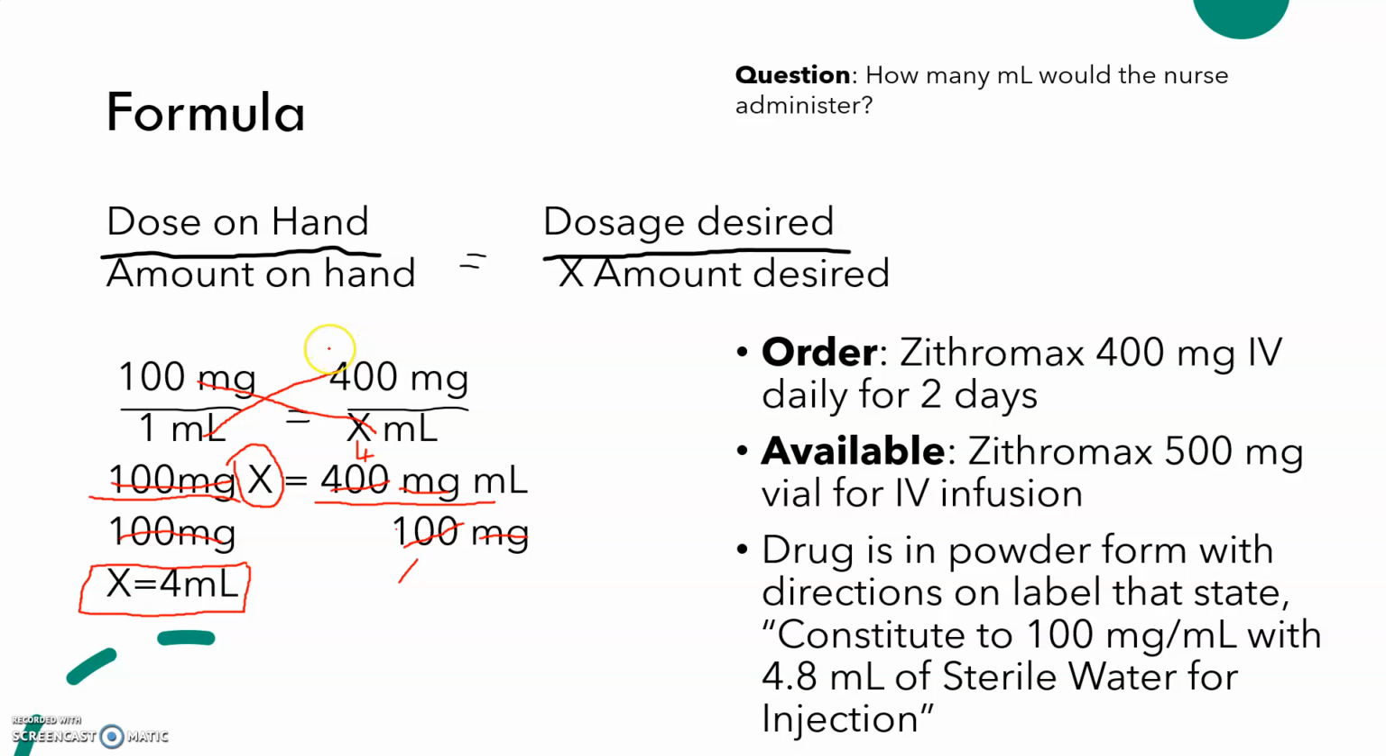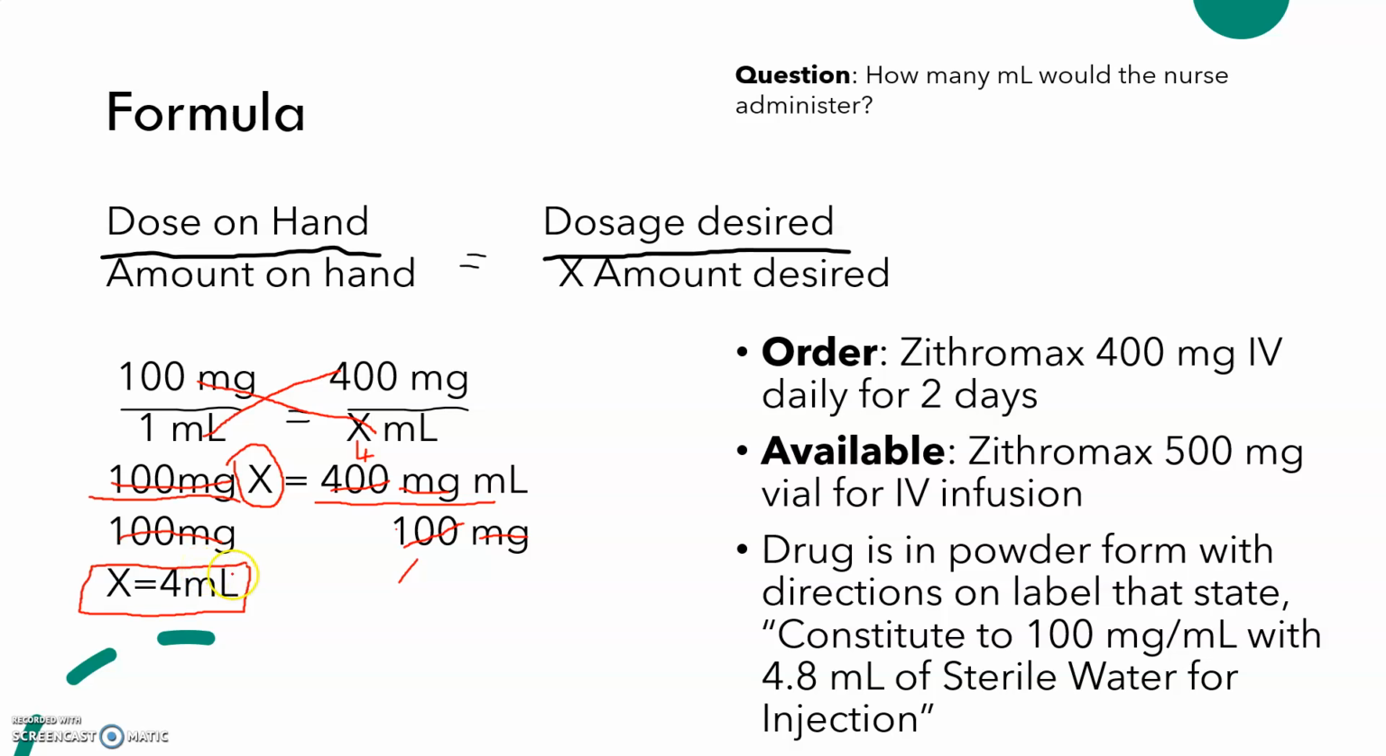So for reconstitution of a single dose medication, as in this example of Zithromax, the formula is dose on hand over the amount on hand, equals the dosage desired, or some will say the dose that is ordered, over the amount desired or the amount ordered. And once you plug those numbers in and do the cross multiplication, then you'll get the answer.